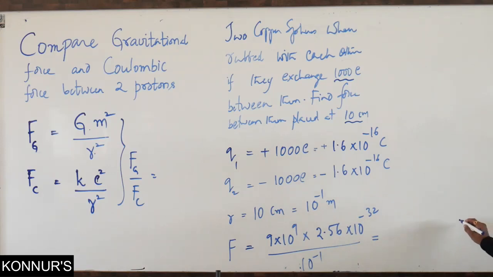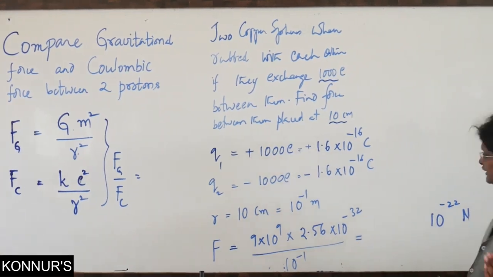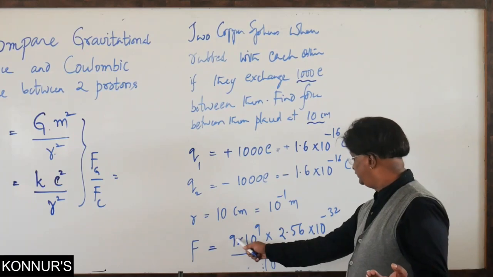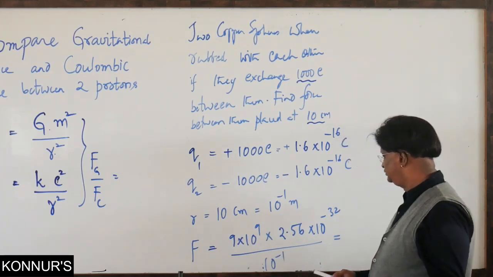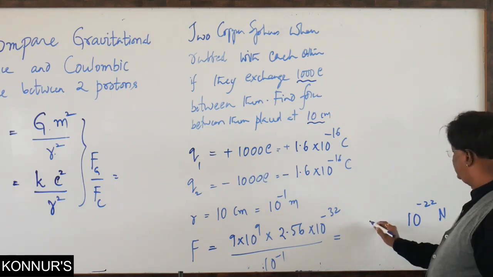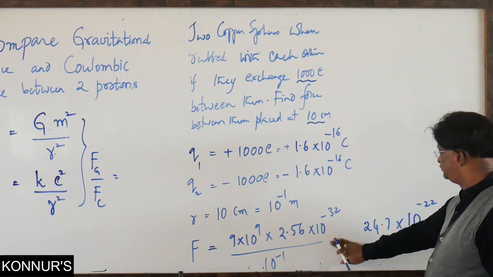So first the order is 10 raised minus 22 Newton you have, and look at the numbers. 9 2s 18, 9 5s 45. Therefore it is like 24.5, something like 24.7 something. This is what is your job.